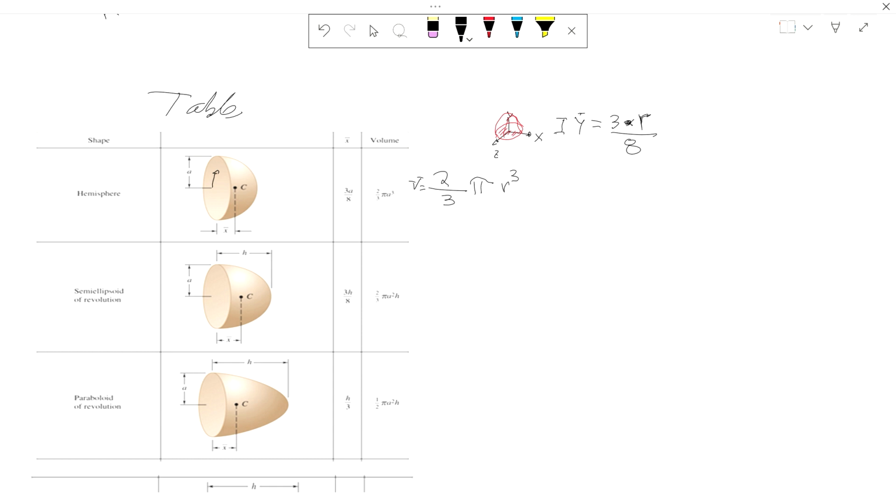3 times the radius over 8. That is the centroid. Okay, let's do the next one.